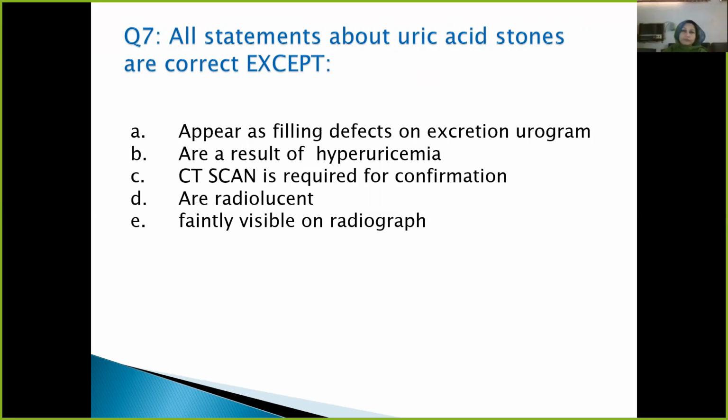Next question. All statements about uric acid stones are correct except. Write down your answer.